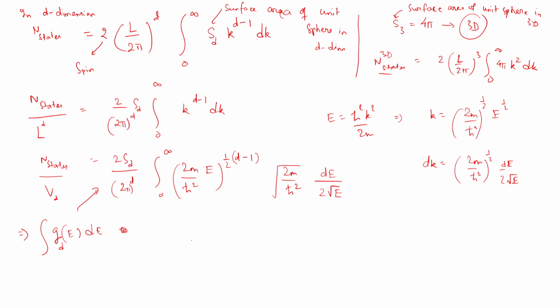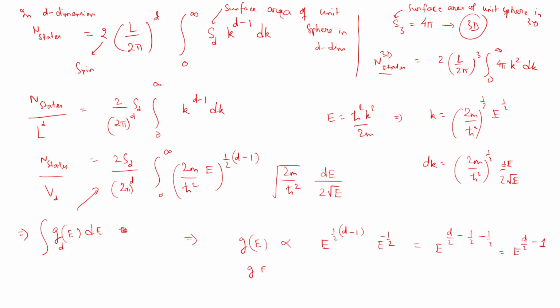Now what we have is, we can take g of E is directly proportional to whatever is the coefficient of dE, whatever is before dE. So it is E to the power 1 by 2. So from here what we get, E to the power 1 by 2 into d minus 1, and E to the power, in the denominator it is 1 by 2, so it is minus 1 by 2. So this is E to the power d by 2 minus 1 by 2 minus 1 by 2, which is nothing but E to the power d by 2 minus 1.